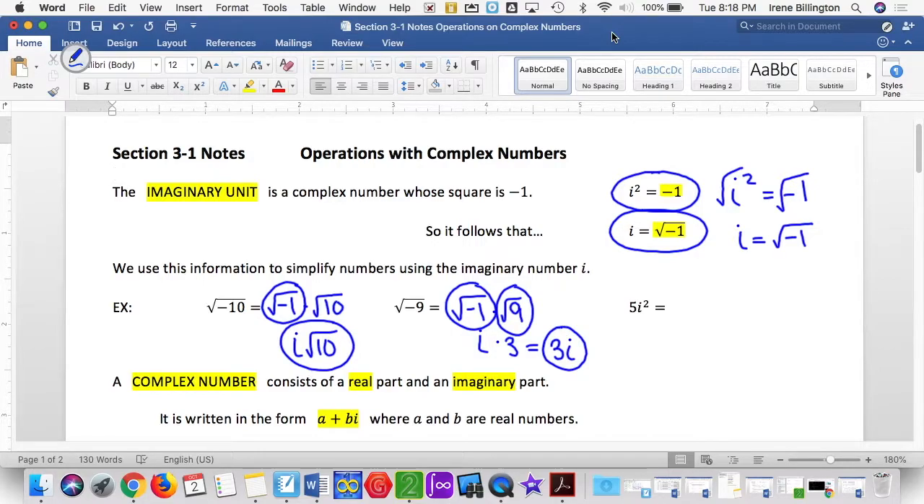Now, if I asked you to simplify 5i squared, you would have to use your knowledge from the beginning of this lesson to state that i squared is equivalent to -1. So I could replace i squared with -1. And then I would multiply the 5 times the -1 to get an answer of -5.